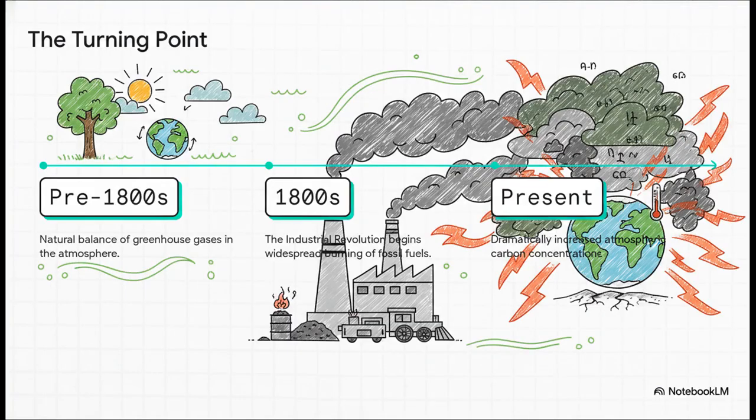You know, for pretty much all of human history, there was this nice, natural balance of these gases in the atmosphere. The game changer, the real turning point, was the Industrial Revolution back in the 1800s. That's when we started burning fossil fuels on a massive scale, and that lit the fuse that led directly to the sky-high concentrations we're seeing today.